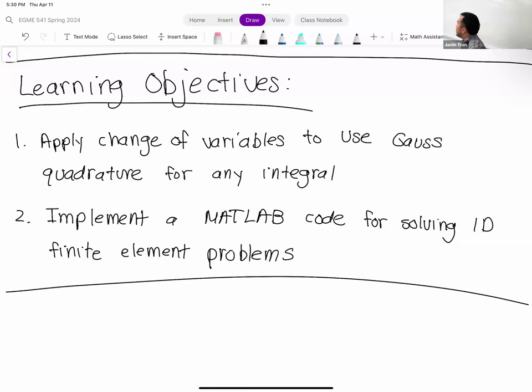So actually today, we're a little bit out of order because of the power outage before spring break. But today's actually going to work out pretty nice. You'll see the hand calculations of how Gauss quadrature works, and then we'll get to apply it immediately in the code for a finite element problem.